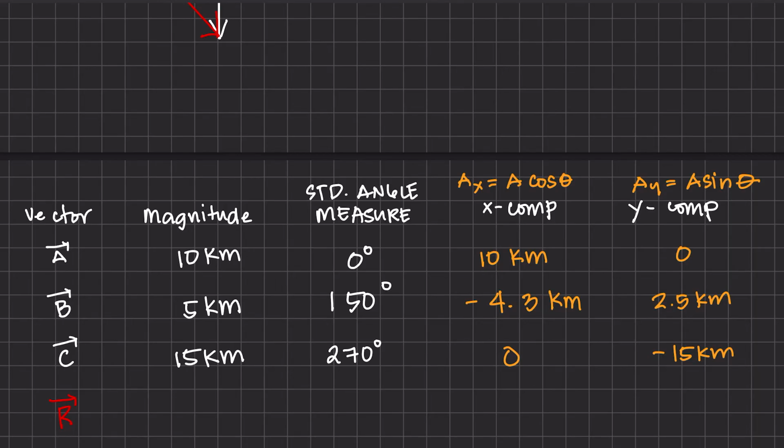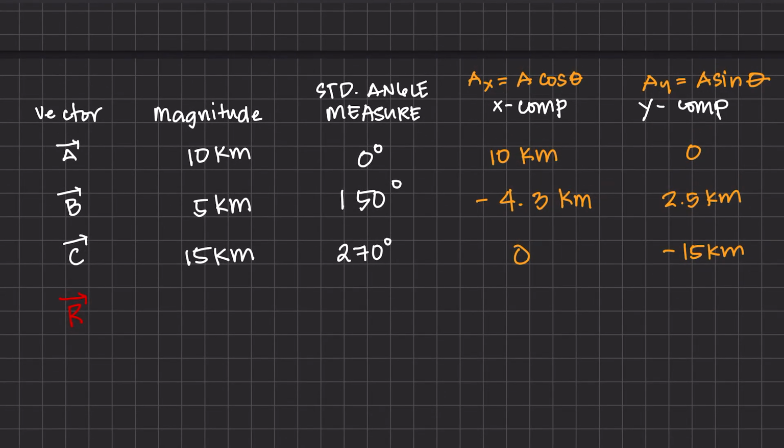Now we're ready to solve for the resultant vector R. So you just have to add all the x components and add all the y components to get Rx and Ry. So in solving for Rx, that's 10 minus 4.3. So you have 5.7 kilometers for the x component. And then for the y component, that's just 2.5 minus 15, or plus negative 15 kilometers. So you have negative 12.5 kilometers for Ry.